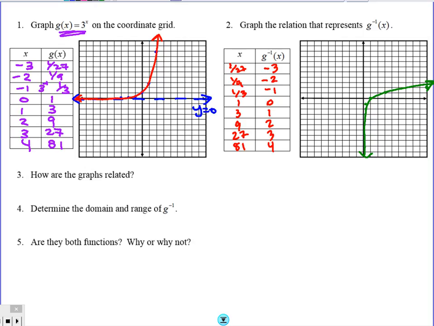Alright, who thinks they know where the asymptote is now? What's going on with the asymptote? Yeah, Sean's going up and down. He's like, yeah, now it's a vertical asymptote. Very good. If this was y equals 0, what is this one now? Yeah, x equals 0. Nice. Alright. Cool.